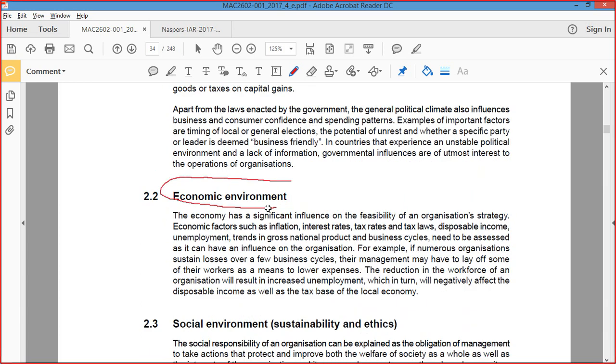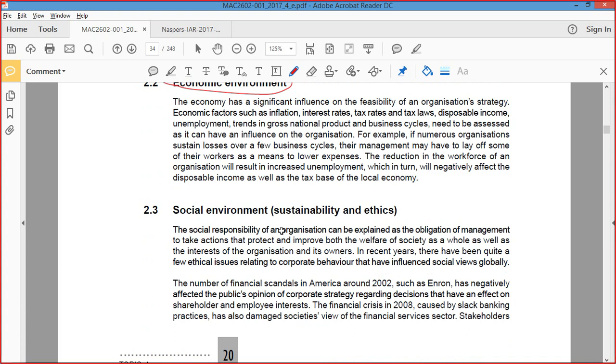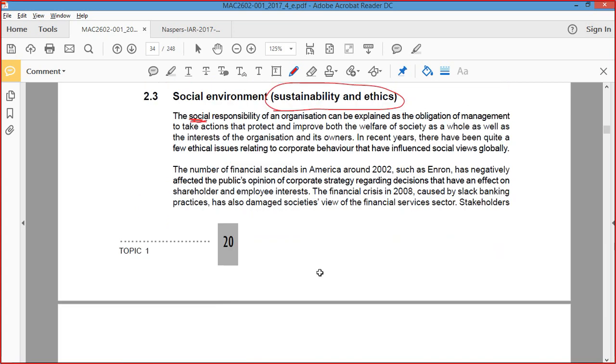Then they talk about economic. So, recession versus, let's say, expansion. Obviously, if the economy is going through a recession, you're probably going to think twice before you're charging a premium for your product. Do you agree? Yes. Okay, those are just some examples. Then we've got social. Social is looking at the sustainability and ethics of things. So are we looking at the community's best interest? Are we looking at society as a whole?